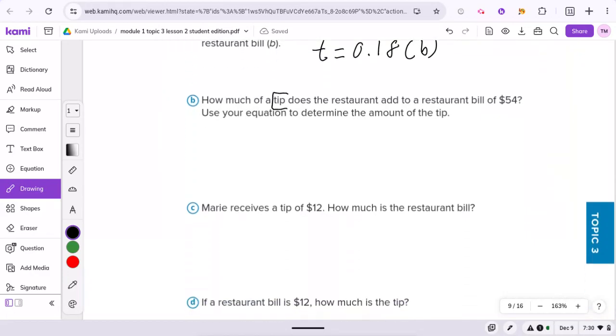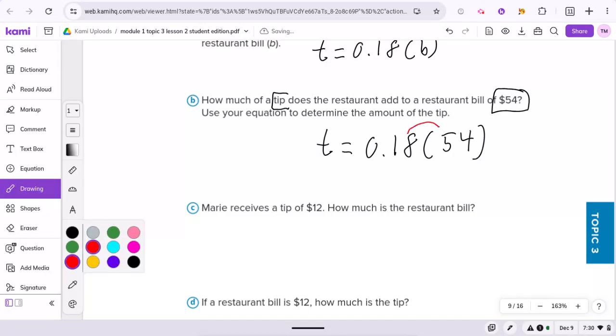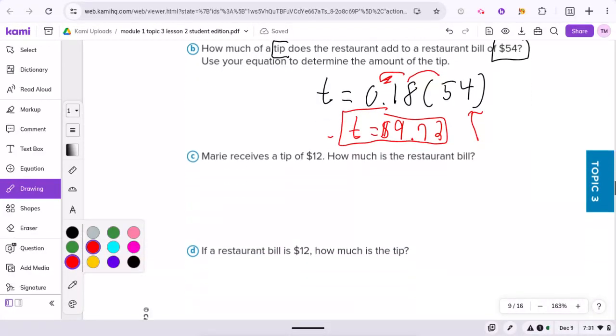So how much of a tip? You're asking for the tip, and they're giving you the amount of the bill. So you would just plug those into the equation, 0.18 times 54, which is the amount of the bill. Then you would just multiply out 0.18 times 54, and you would get $9.72. So the tip on a bill of $54 at 18% would be $9.72. Then letter C.